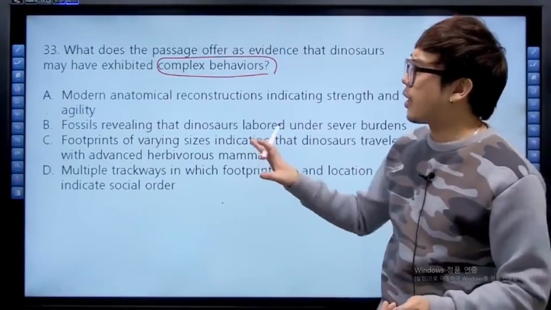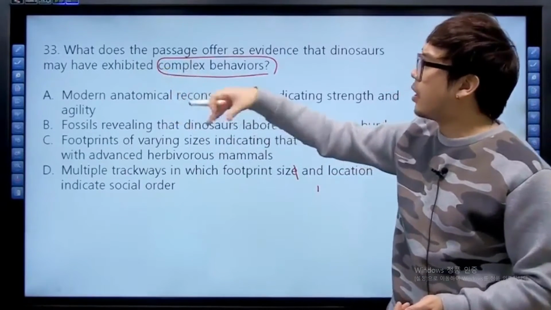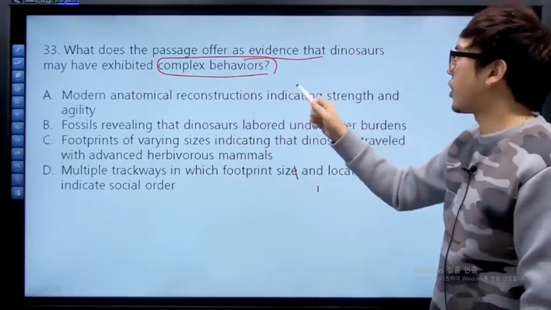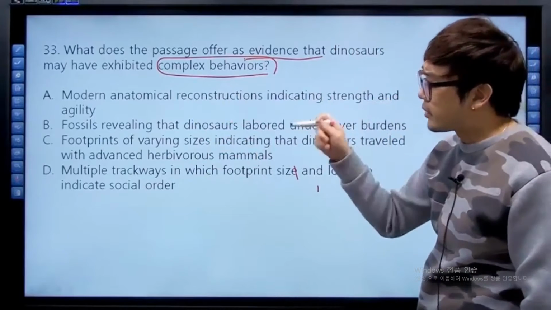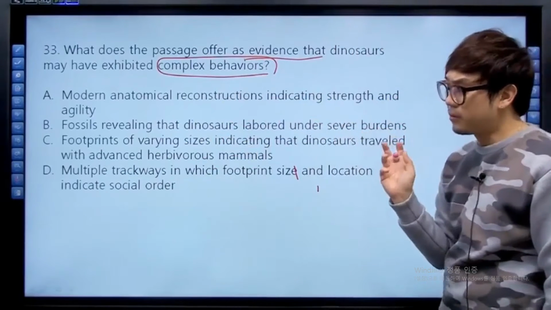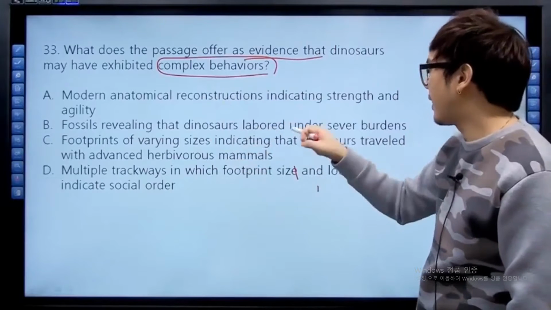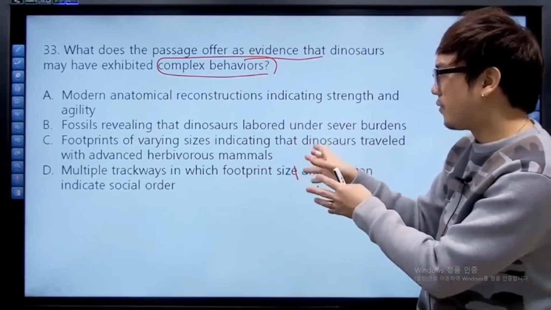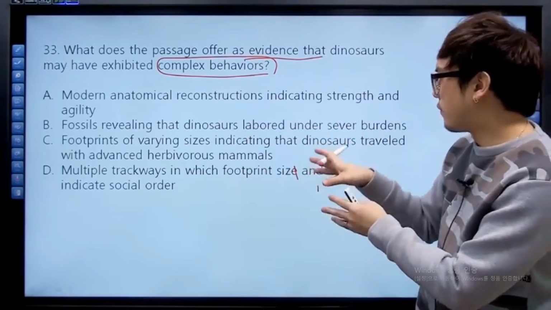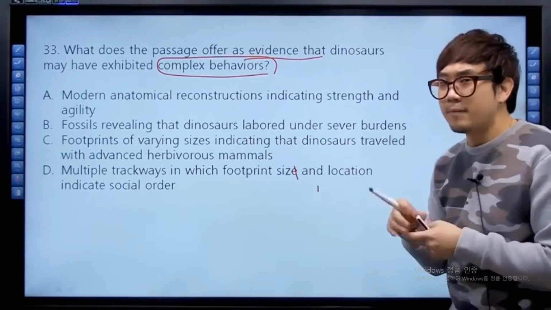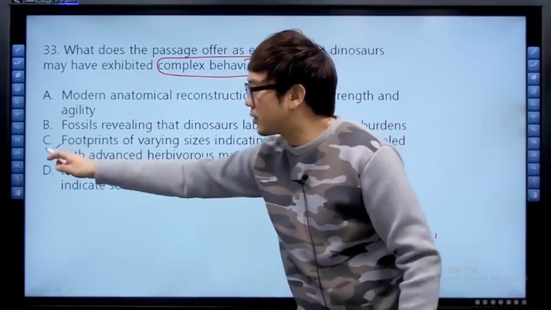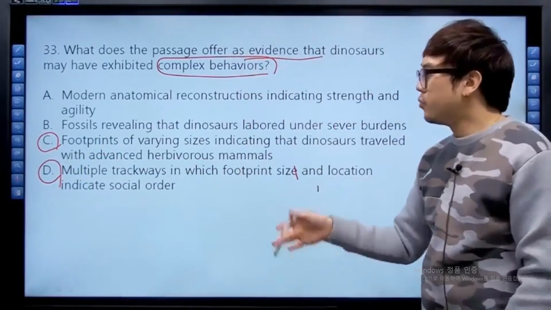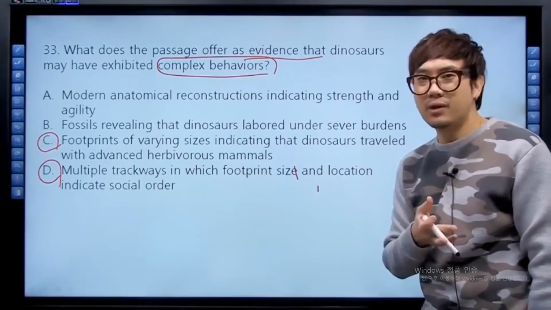So it comes to our mind that complex behaviors were shown as evidence of what? Like herds traveling together, right? Modern anatomical reconstructions indicating strength and agility, fossils revealing that dinosaurs labored under severe burdens, footprints of varying sizes indicating that dinosaurs traveled with advanced herbivorous mammals, or multiple trackways in which the footprint size and locations indicate social order? Now here they're trying to confuse you a little bit, right? If you were to read it really carelessly, you might choose C as your answer because it sounds like your answer, but it's not true.